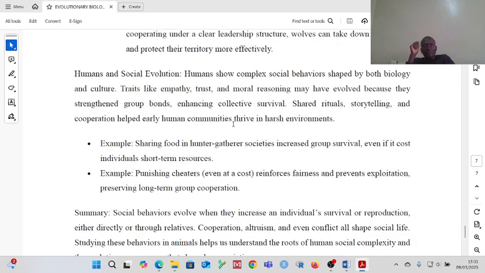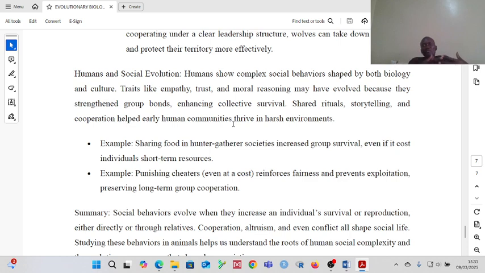So humans show complex social behaviors, and these complex social behaviors are shaped both by biology and culture. There are some traits like empathy, trust, and moral reasoning. These traits might evolve because they strengthen group bonds.